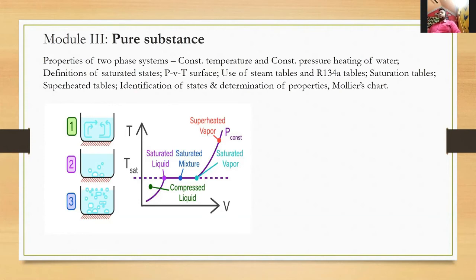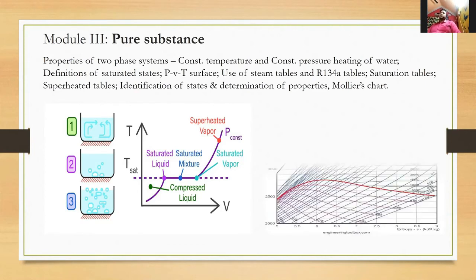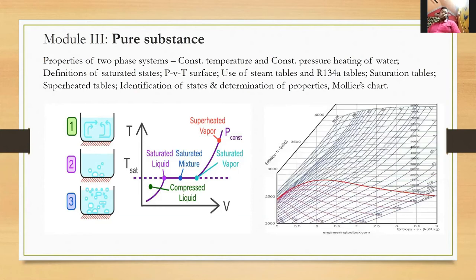Now also in this part we'll be going through the constant pressure and constant temperature heating of water, and the definition of saturation states, PVT surface, the use of steam tables, very important, the use of steam tables. Here you can see one chart which is called the Mollier chart. So the saturated table, superheated table, identification of states, determination of properties using the Mollier diagram, which is given here on the right side. It will be discussed in detail, and it is very important to understand, otherwise it will be very difficult to solve complex problems.